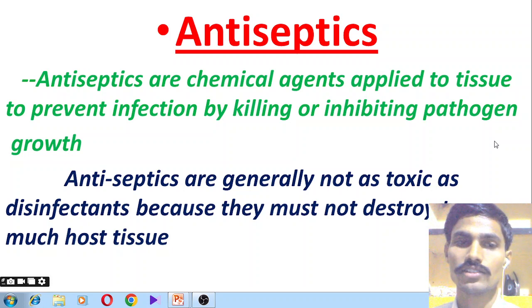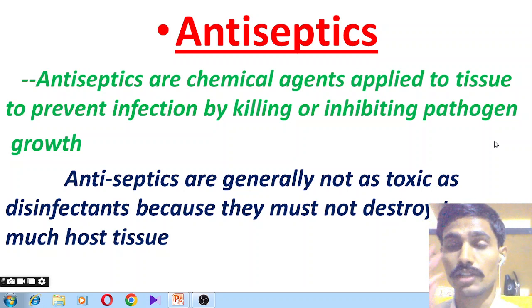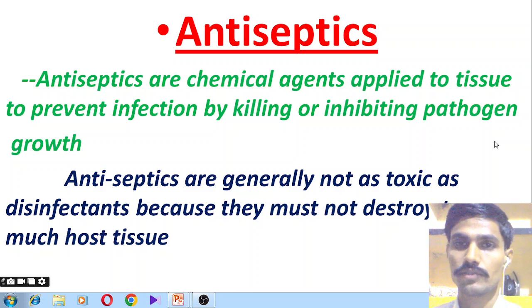Antiseptics are generally not as toxic as disinfectants because they must not destroy too much host tissue. Antiseptics are applied to the host tissue, hence they are not as toxic as disinfectants. Disinfectants may damage the host cells, so we cannot apply disinfectants to the host tissue, but antiseptics are applied to the host tissue. Both disinfectants and antiseptics are chemicals, but disinfectants are toxic and are not applied to host tissue, whereas antiseptics are not as toxic as disinfectants. So we can apply antiseptics to the tissue of the human body. I think you understand.